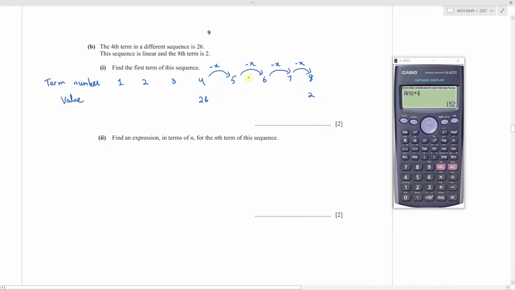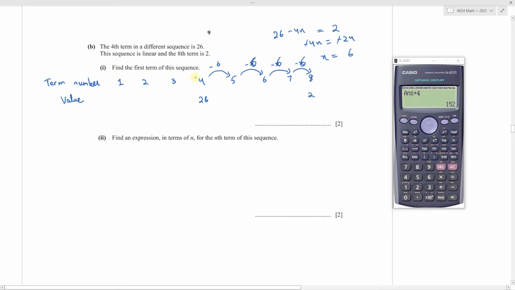So I can form an equation here. So I have 26 minus how many x? 1, 2, 3, 4. Minus 4x will give me the eighth term, which is 2. So let's find this constant difference between each term. So minus 4x will be 2 minus 26, which is minus 24. Minus and minus cancel out. X will be 24 divided by 4, so 6. So each time you are subtracting 6 here. Minus 6, minus 6, minus 6.